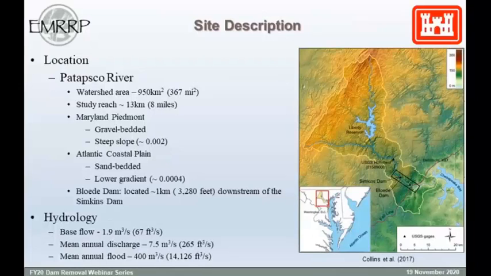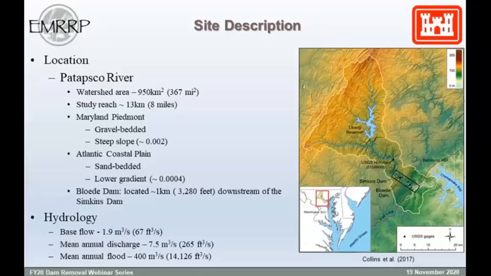So the study reach is located along the Patapsco River, about southwest from Baltimore, Maryland. As you can see in the figure, there's a black square rectangle. That is the study area that I used for the model. The Patapsco River watershed area is about 367 square miles. The study reach is about 8 miles long.